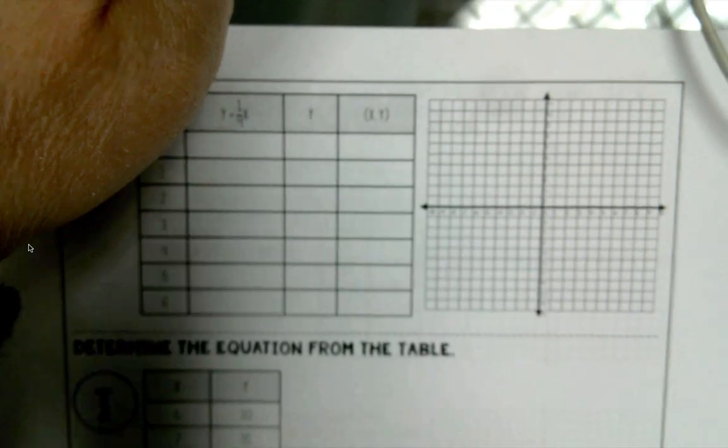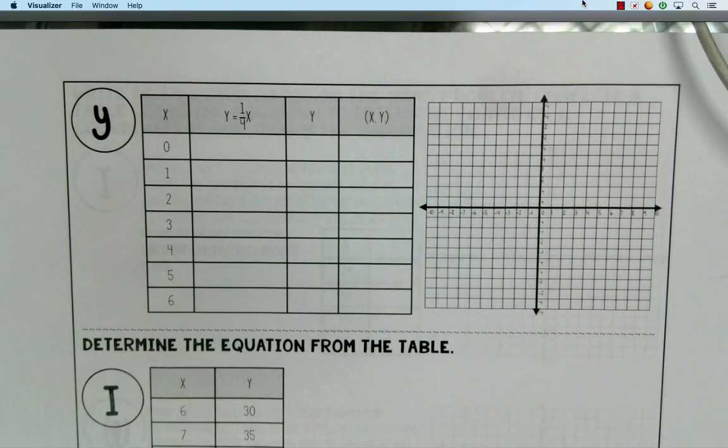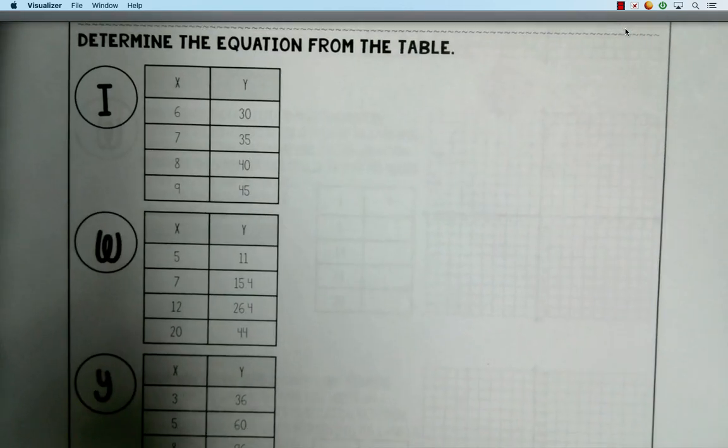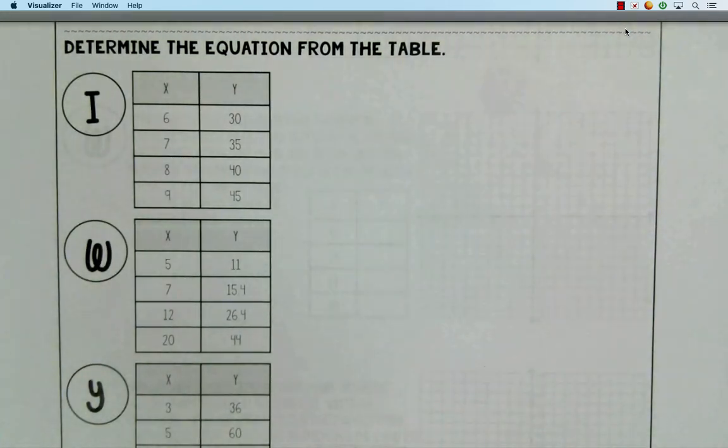And then same thing right here. You need to do this by yourself. Pause for 1 second. Okay, so that's on you. Right here, this time we have to determine the equation from the table.